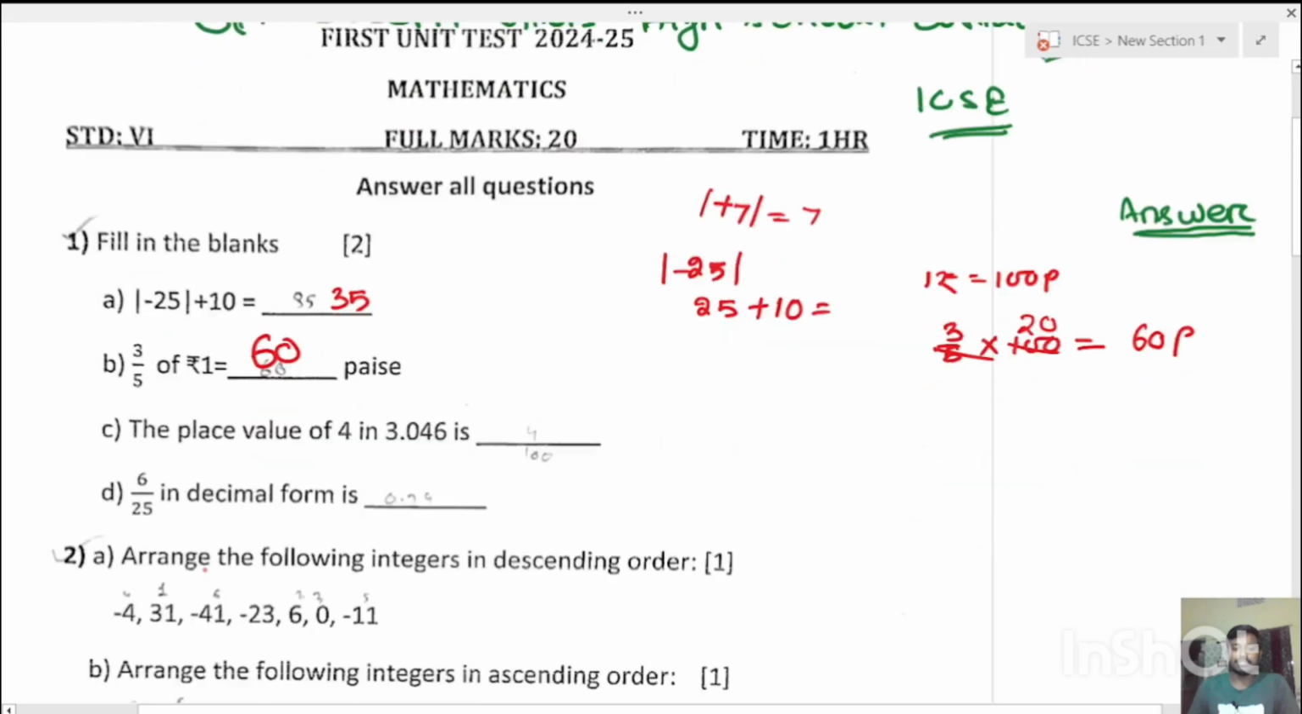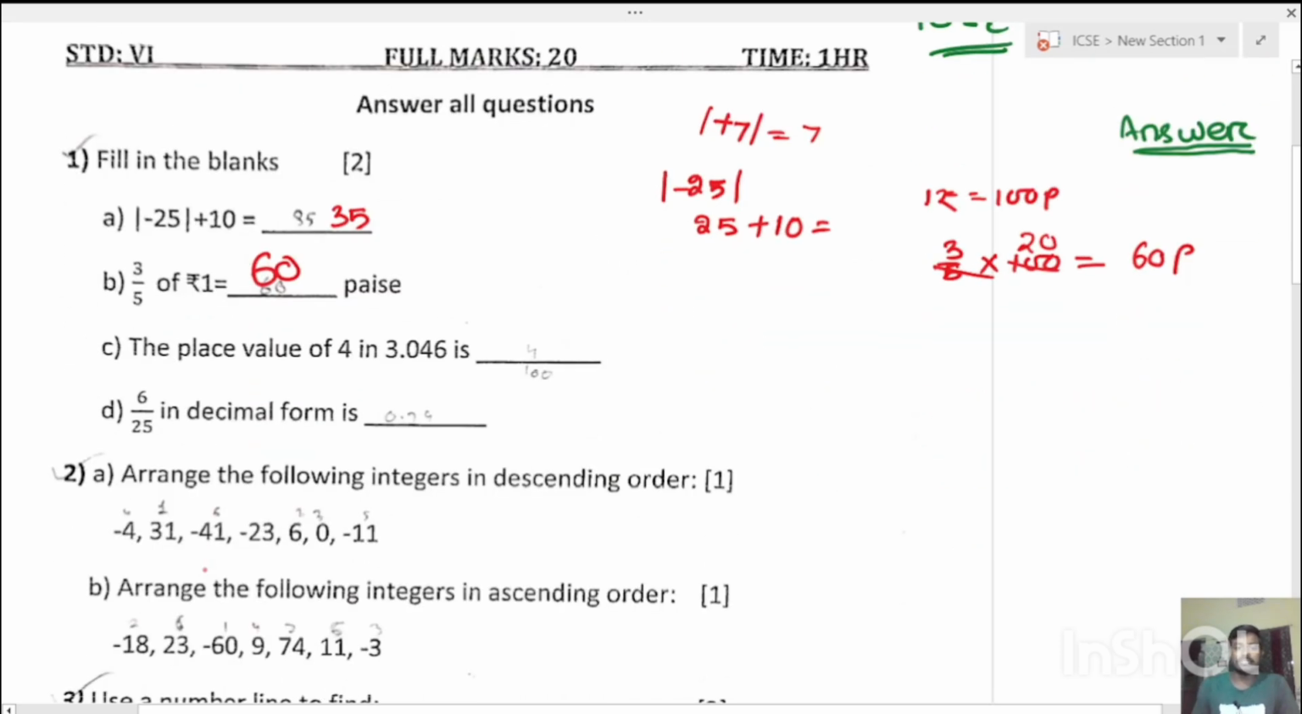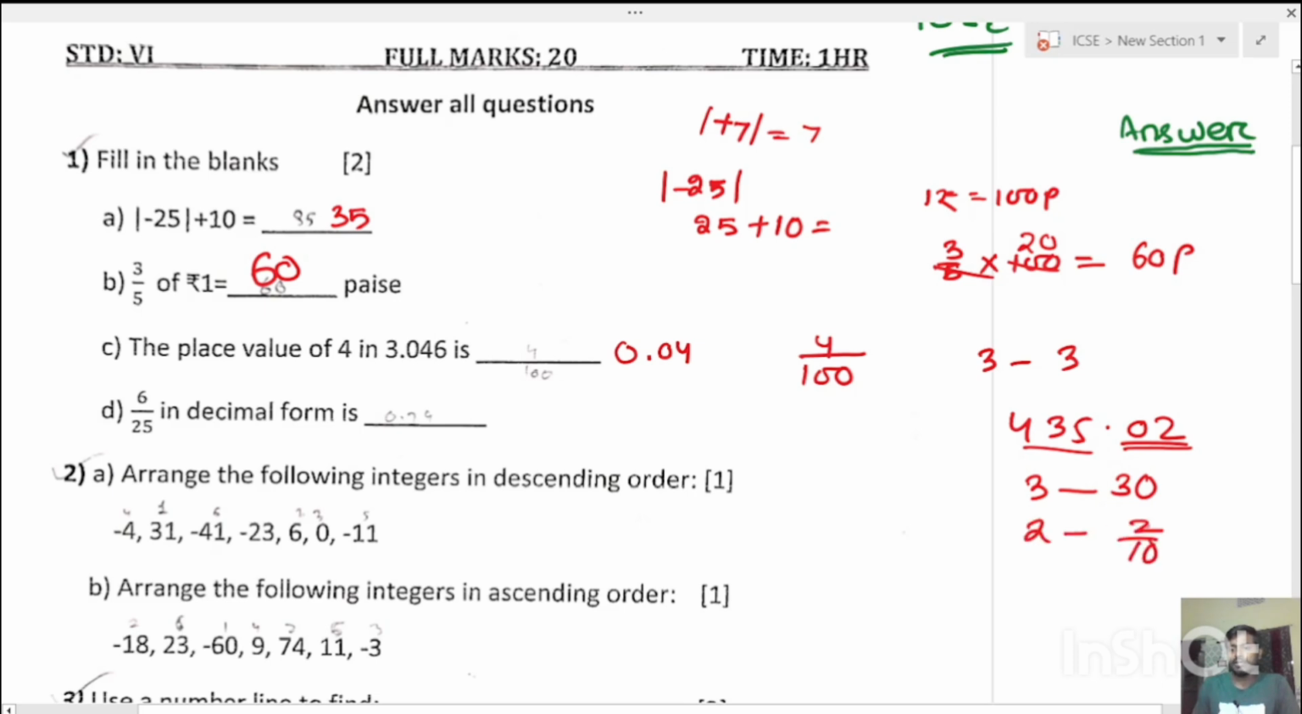Now next question, question number C. The place value of 4 in 3.046. So place value means either you can write 0.04 or you can write 4 divided by 100. Then what is the place value of 3? The 3 is 3. Suppose in the number 435.02, normally you can find the place value of 3 is 30, but after the decimal how to find? You divide, that is, place value of 2 is 2 by 100, and suppose place value of 9 is 9 by 1000. Understand? Now next question.